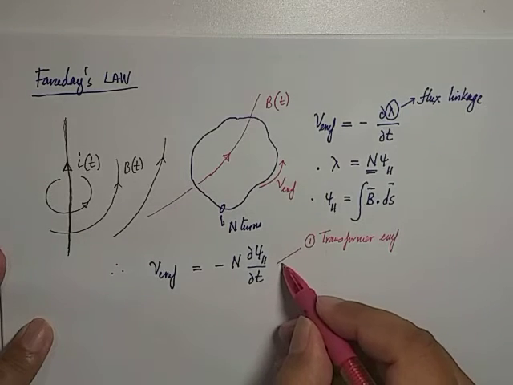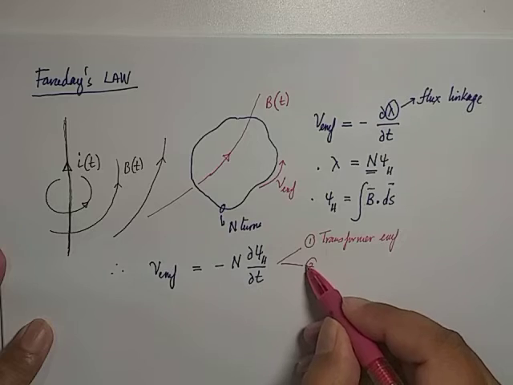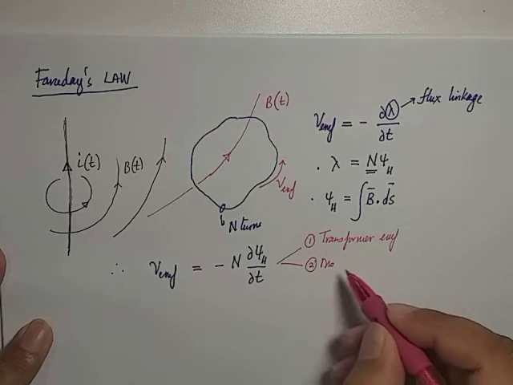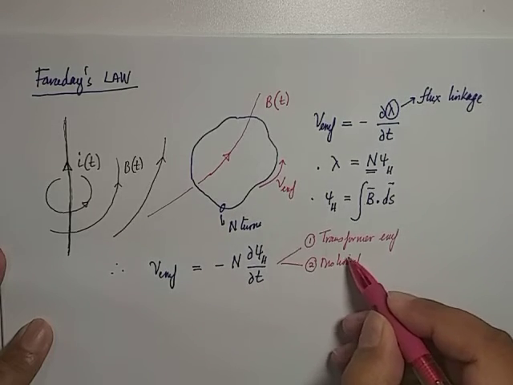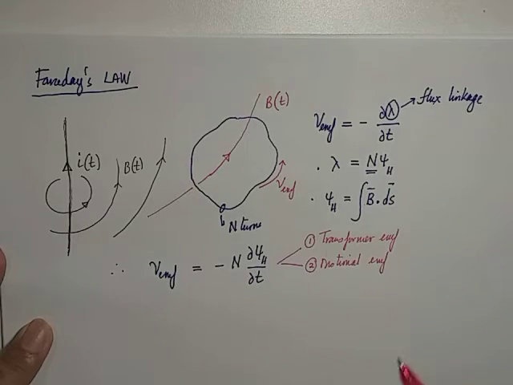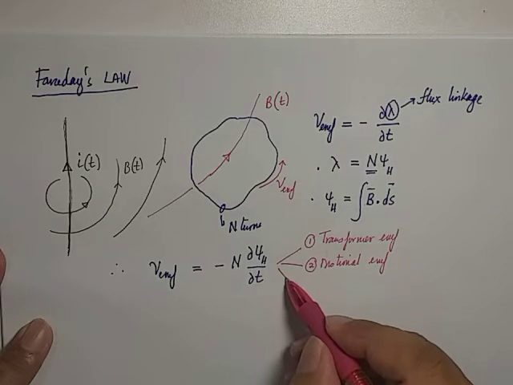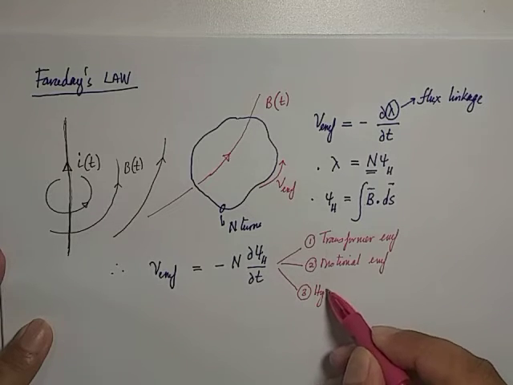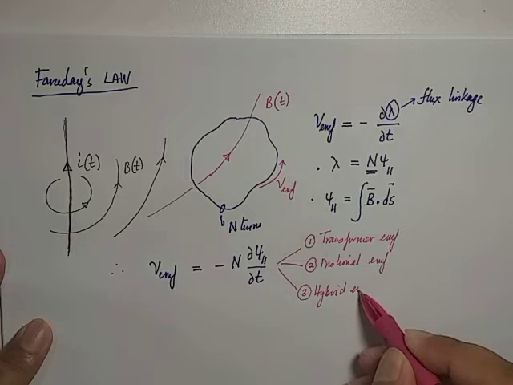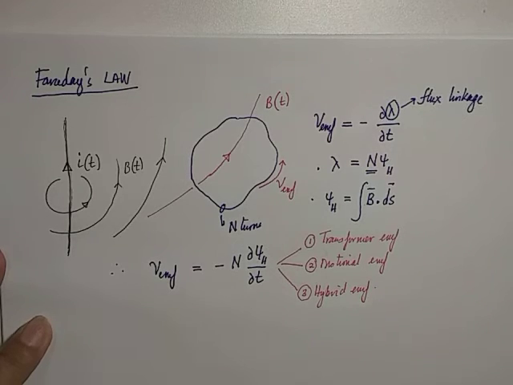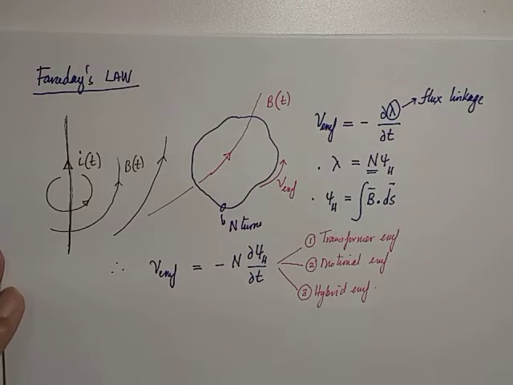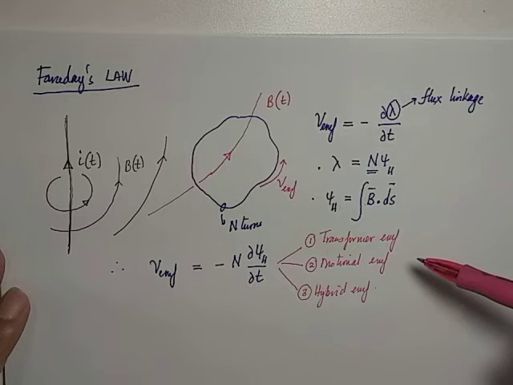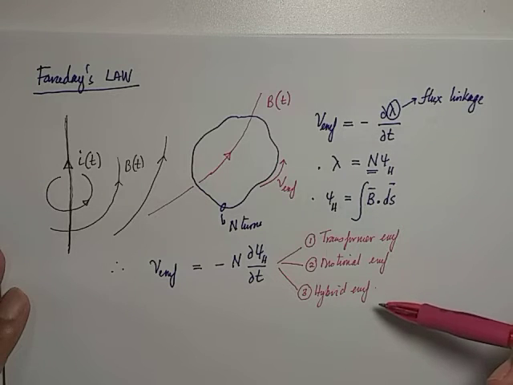Okay, the second type that we're going to discuss is known as motional EMF. And the last type that we're going to introduce, we're going to call it hybrid EMF. So therefore, that's going to be the next logical step in discussing Faraday's law. So first, transformer EMF, second, motional, and third, hybrid.